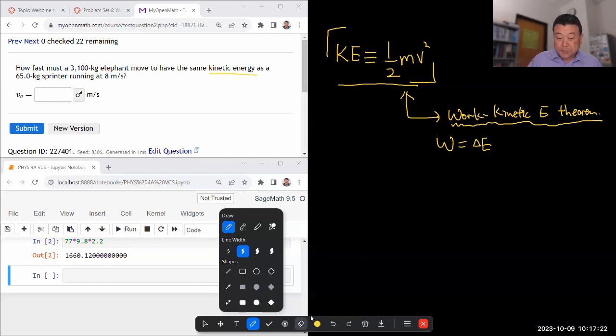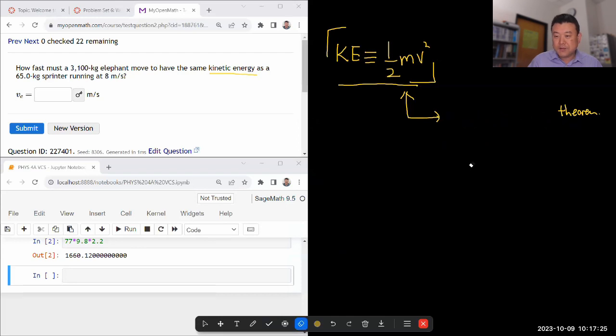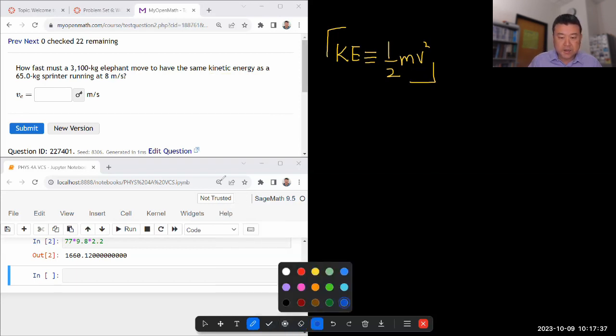So anyways, for this particular question, you don't really need the work kinetic energy theorem. So let me just stick to the expression for kinetic energy, which we'll say is the definition. And the question is asking how fast must, let me start labeling things, the mass of the elephant move. So we are looking for the speed of the elephant, and we are looking for them to have the same kinetic energy, meaning the kinetic energy of the elephant will be the same as the kinetic energy of the sprinter. The sprinter has some mass, running at 8 meters per second, the speed of the sprinter.